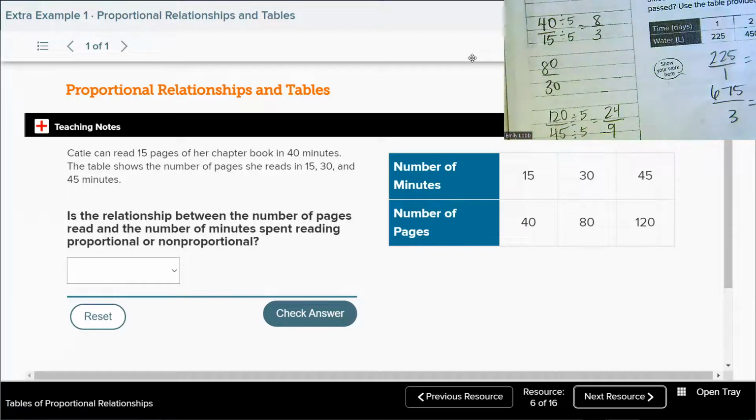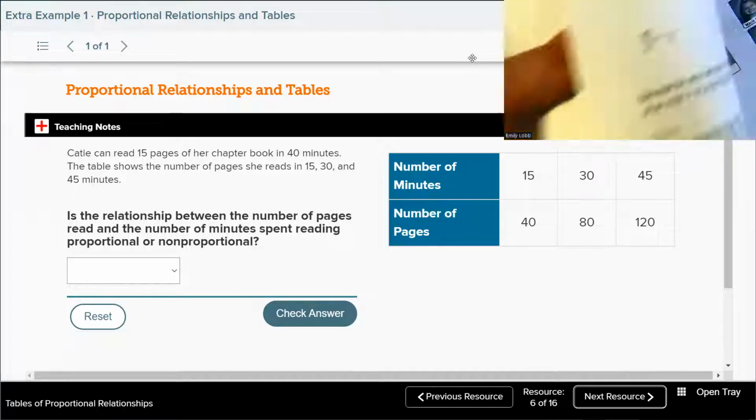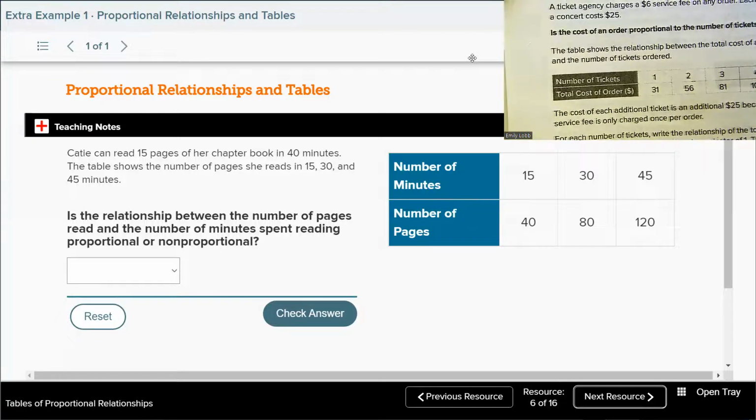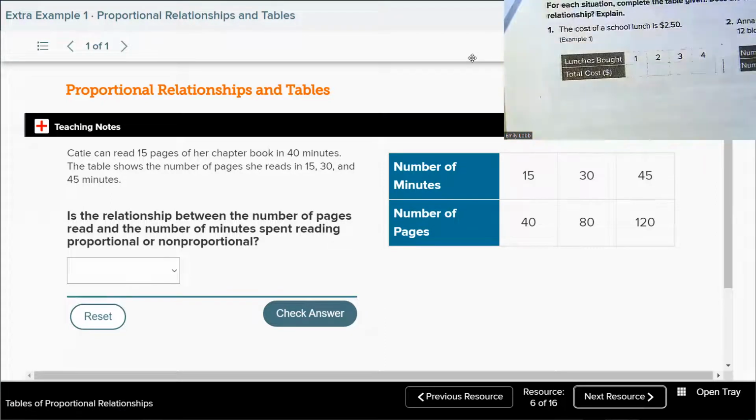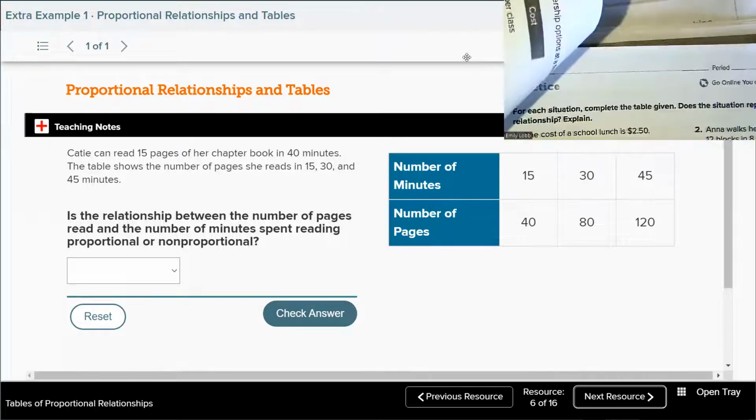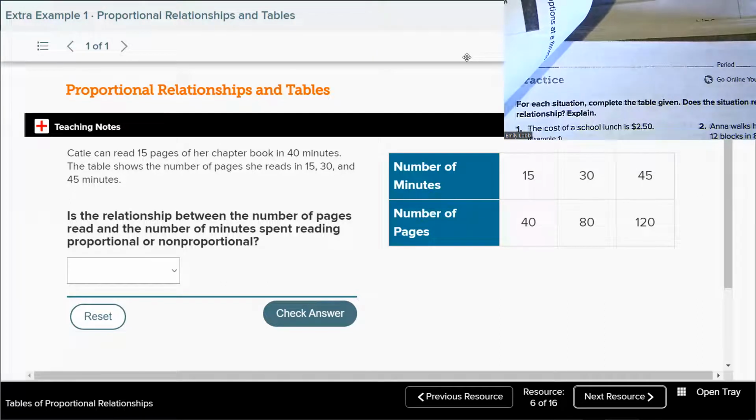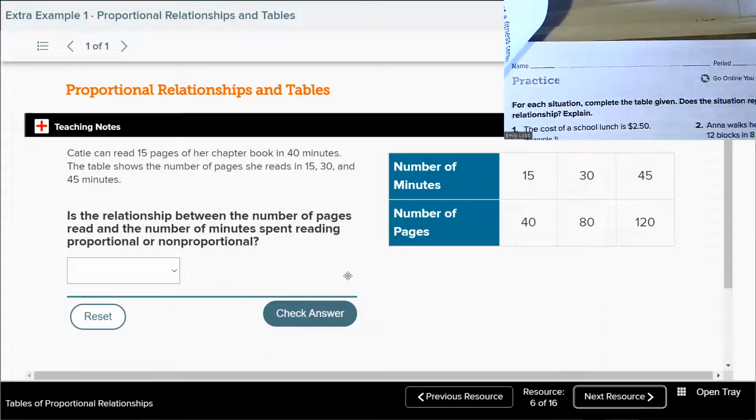All right, turn to page 29 in your packet. And I'd like you to do numbers 1 and 2 on page 29 in your packet.